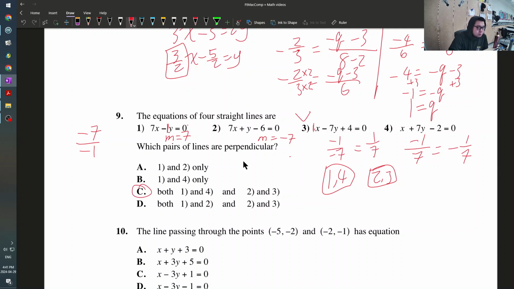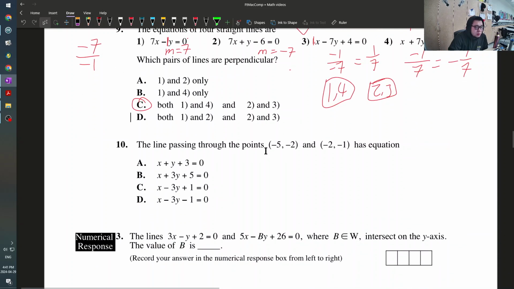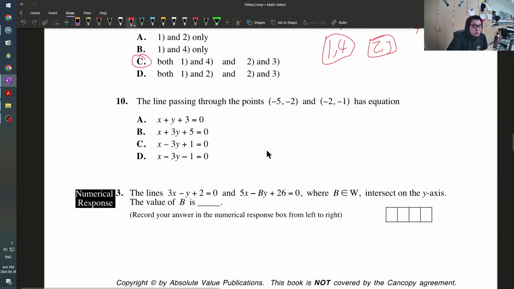Okay, so let's see. 10, the line passing through these two points has an equation of. So first we should find the slope, and then we are going to use slope-intercept form. So let's see. Negative 2 minus negative 1 over negative 5 minus negative 2. My slope is negative 2 plus 1, which is negative 1, over negative 5 plus 2, which is negative 3. So the slope is equal to 1/3.